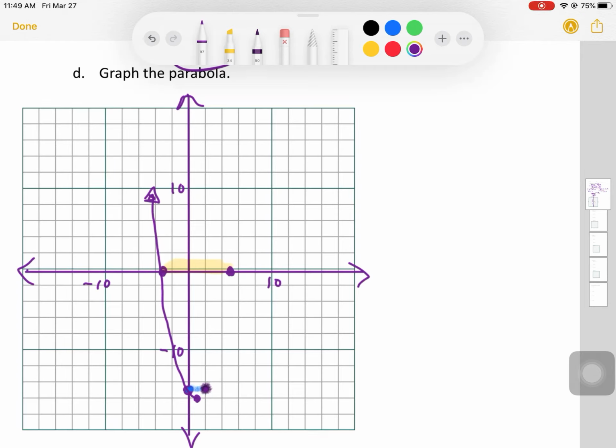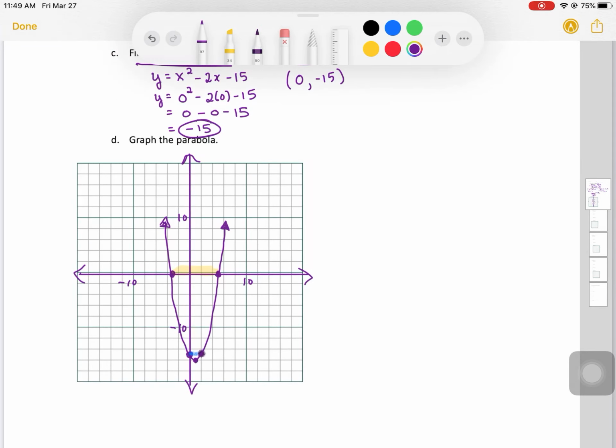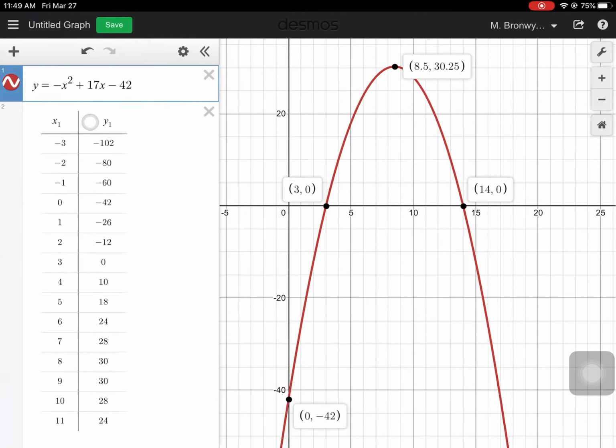I can take my time and draw in a smooth curve so that I've got all 5 points on there. And I have a pretty decent picture of my parabola. And if we want to make absolutely sure, then we can go back.